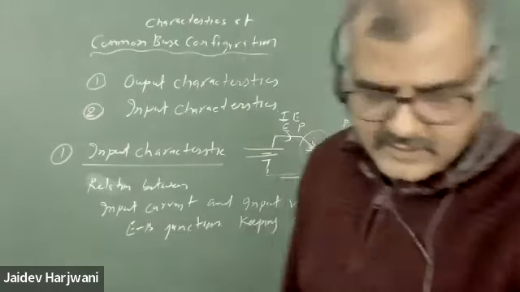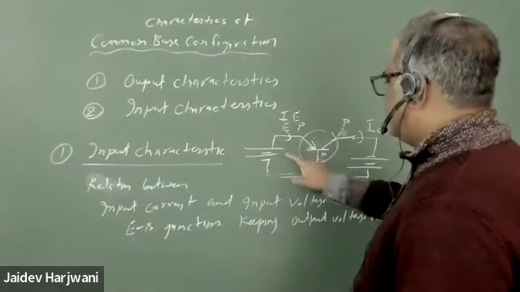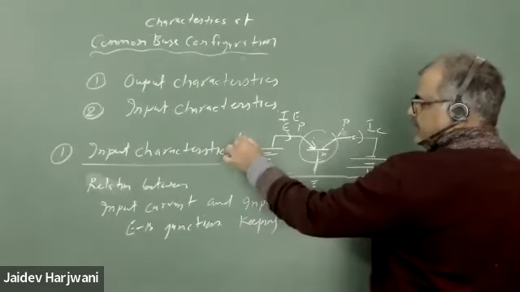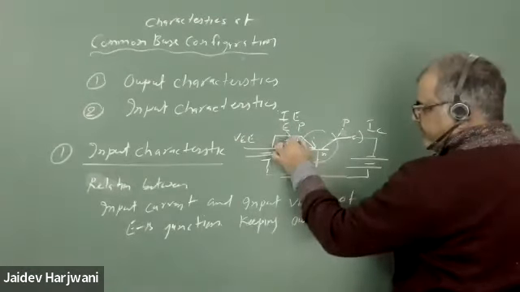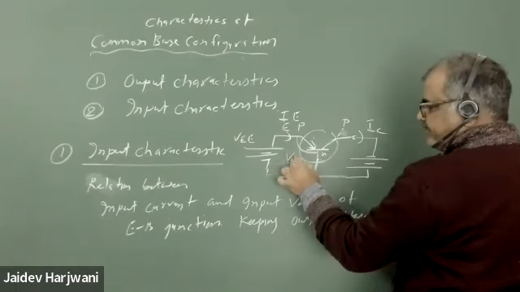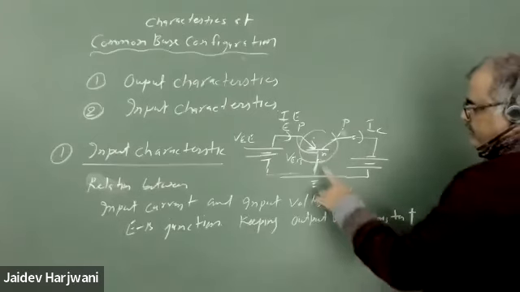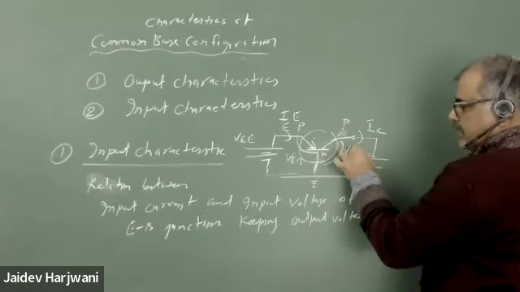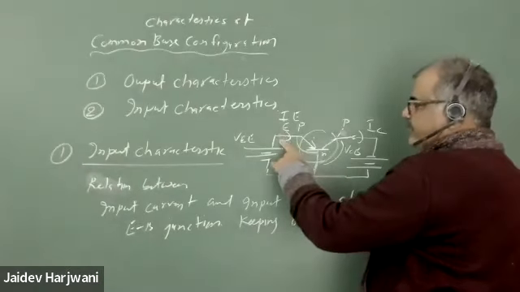Let me explain this once again. If you plot a graph between input current and input voltage VBE, you are applying a battery VEE, but there will be some resistance also. So the voltage drop here, emitter to base, is VEB. Similarly, here you have the collector and base, so the voltage drop will be VCB. VCB is called your output voltage.